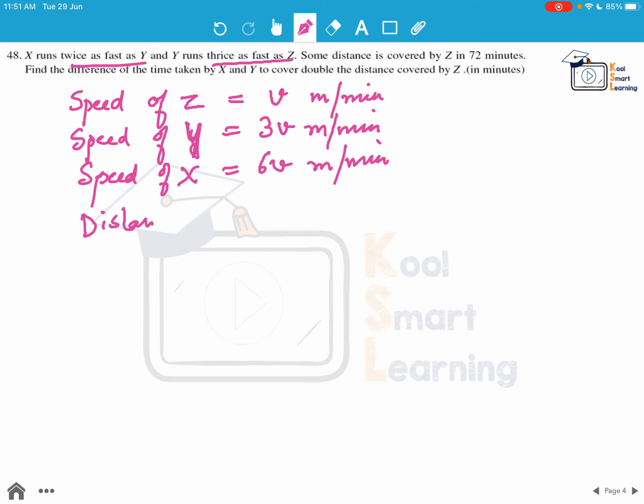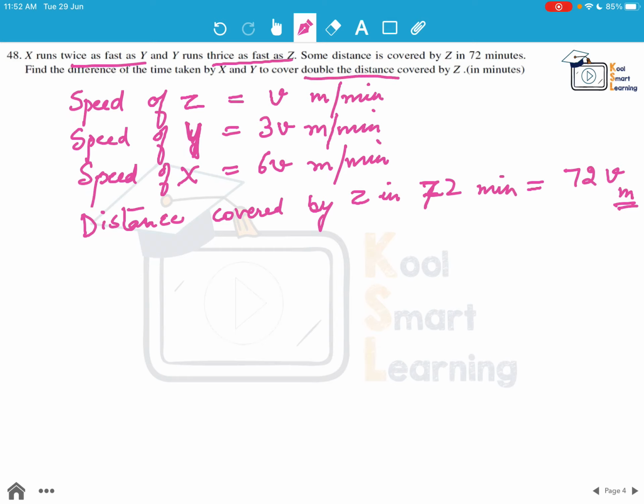Now the distance covered by Z in 72 minutes is how much? 72 v meters. Now what is the distance to be covered by X and Y? It is double the distance. So this becomes 72 into 2, which is 144 v. Right?